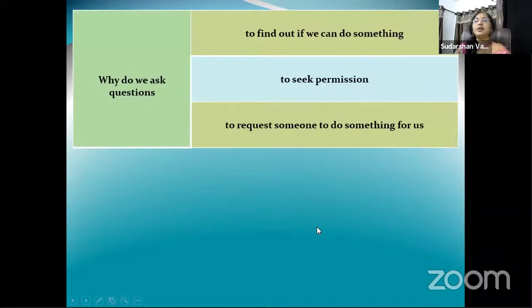Now take a look at this. Why do we ask questions? As I said, apart from asking questions to seek information, we also ask questions to find out if we can do something for someone, to seek permission. That is, we ask a question so that somebody else gives us permission.